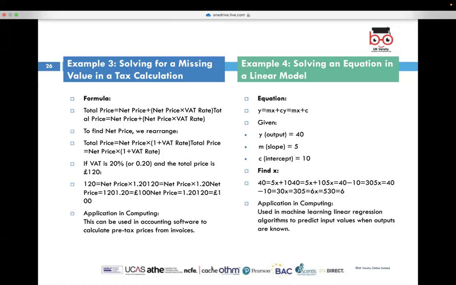We would do 40 equals 5x plus 10, take away 10, so 5x equals 40 minus 10, which is 30. So x equals 30 divided by 5, which equals 6. So the answer equals 6. The application here is that this is used in machine learning linear regression algorithms to predict input values when outputs are known.